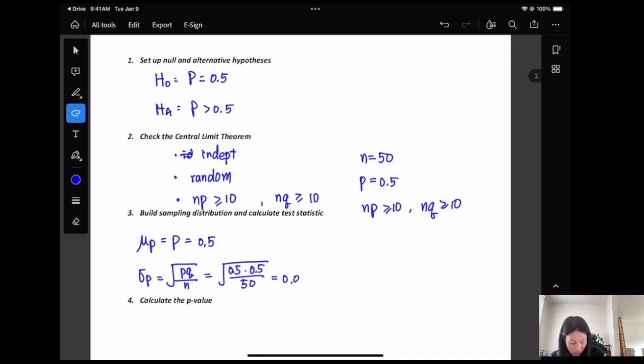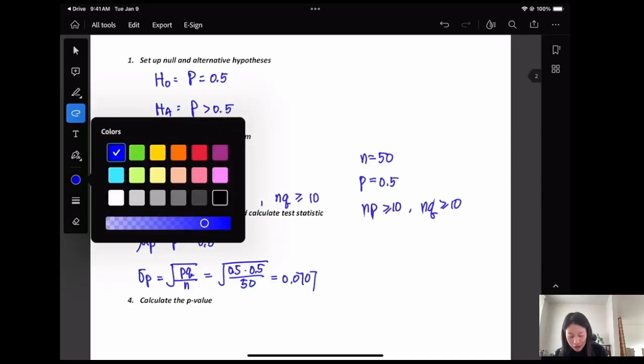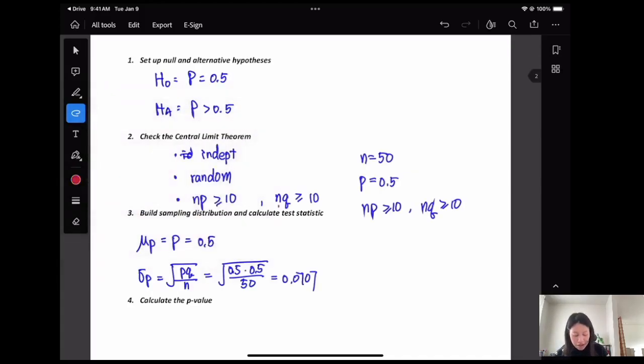In this case, it's 0.0707. And then we can build a normal distribution. This is the sampling distribution of proportion. Another way to do it is to use a test statistic. What is a test statistic? This is the second method.